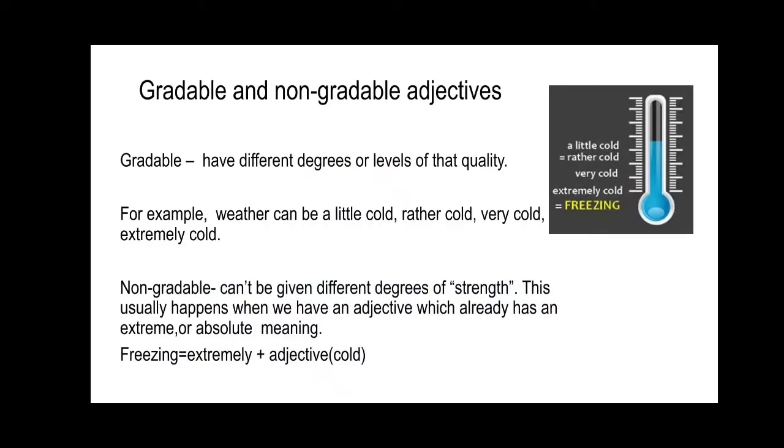Now we will look at gradable and non-gradable adjectives. These gradable adjectives have different degrees or levels of that quality. For example, take the word cold. When the weather is almost 20 degrees Celsius, we can say it's a little cold. When it's almost 15 degrees, we say it's rather cold. And when it's about 10 degrees, we can say it's very cold. And when it's almost 5 degrees, we say it's extremely cold. And when it's 0 degrees, we say it's freezing.